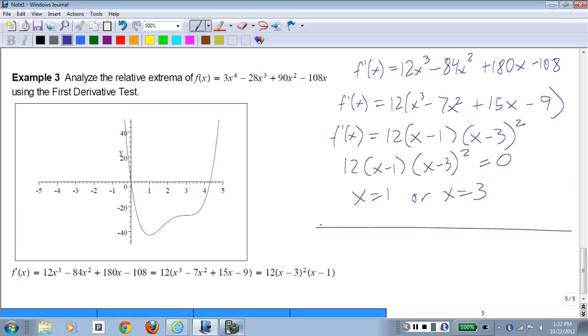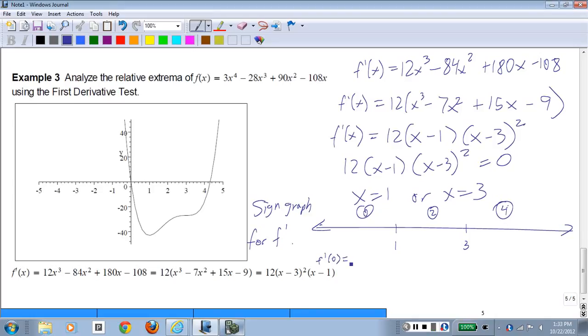To see where we get relative extrema, we construct a sign graph for f prime. F prime can only change sign at critical numbers. So if we put a 1 there and a 3 there and test numbers in each of these intervals, whatever sign we get for the derivative in each of these intervals is the sign of the derivative throughout that interval. So what is f prime of 0?